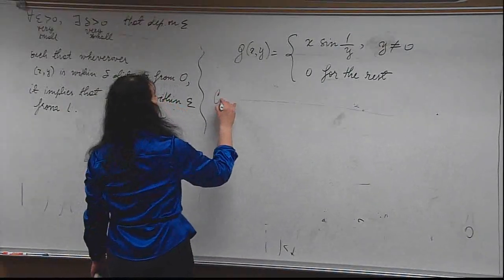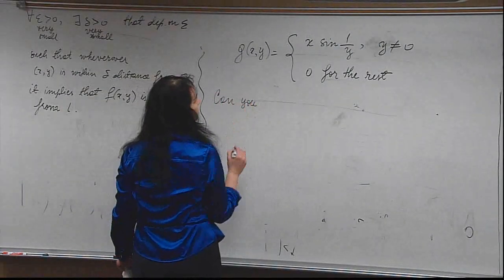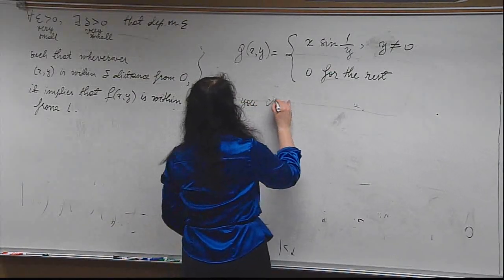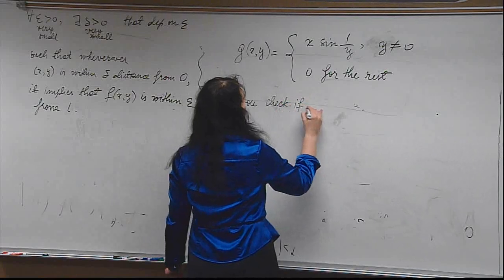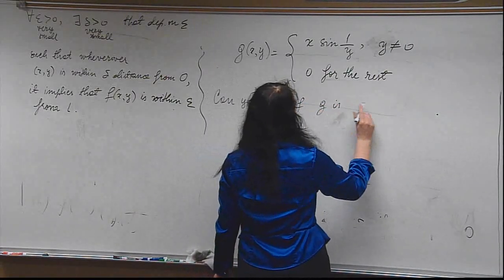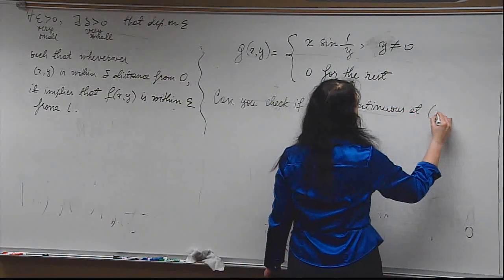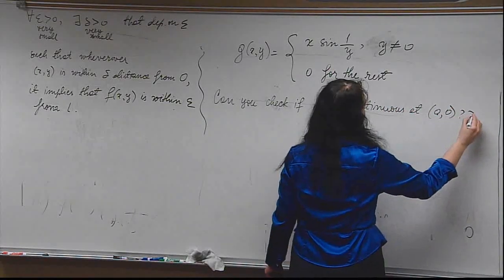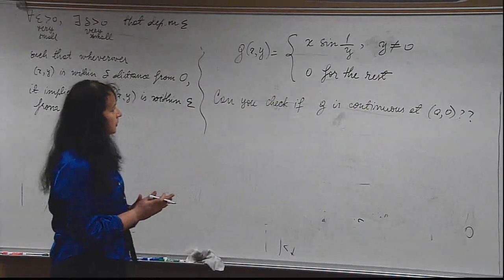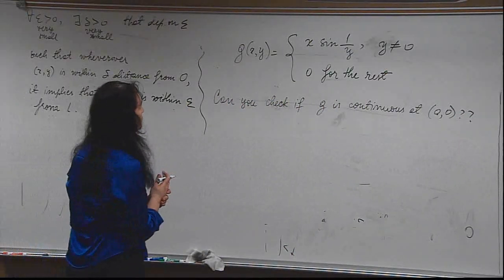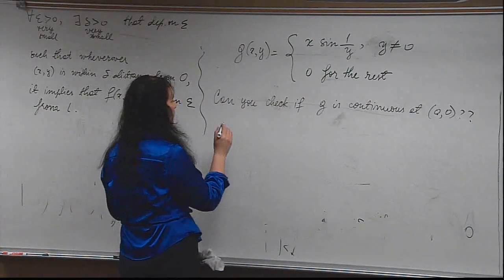Can you check if g is continuous at (0, 0)? This is one of the problems in your book. So how do you check that with epsilon delta? Again, we recite the poetry.